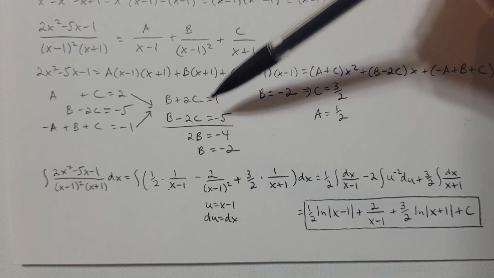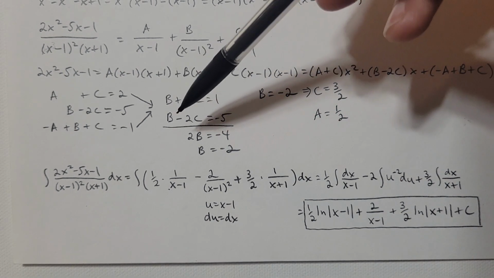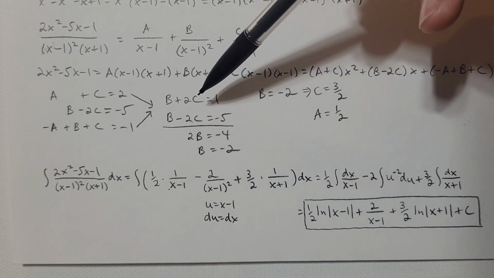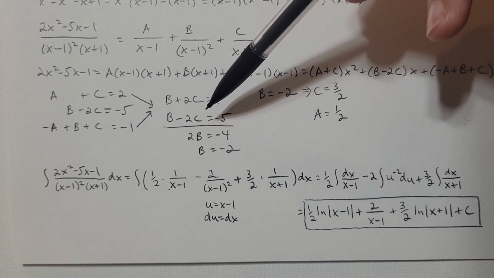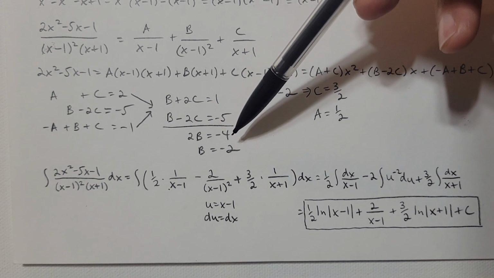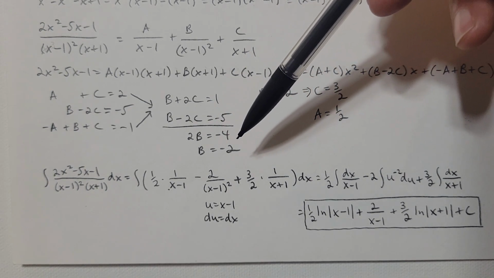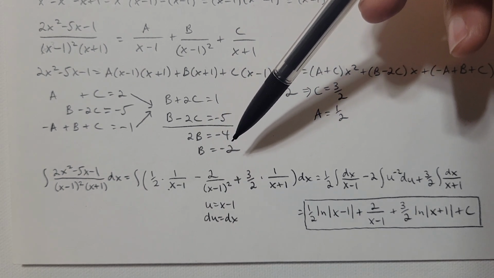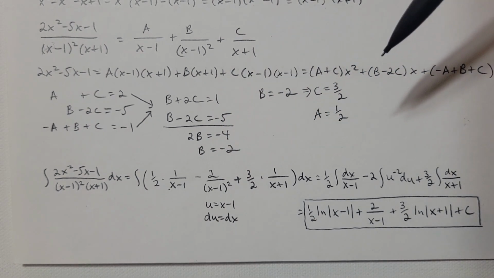So then if I add these equations together, b plus b is 2b, 2c plus negative 2c, that's 0, and then 1 plus negative 5, that's negative 4. So 2b equals negative 4 means that if I divide both sides by 2, b is negative 2.